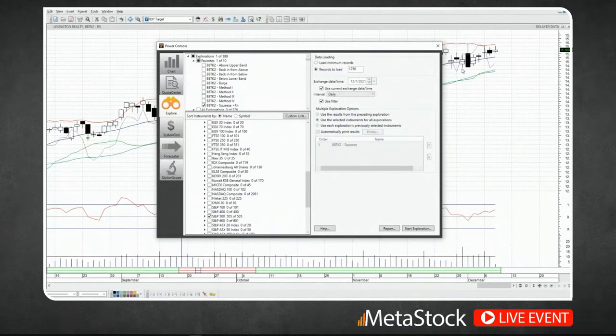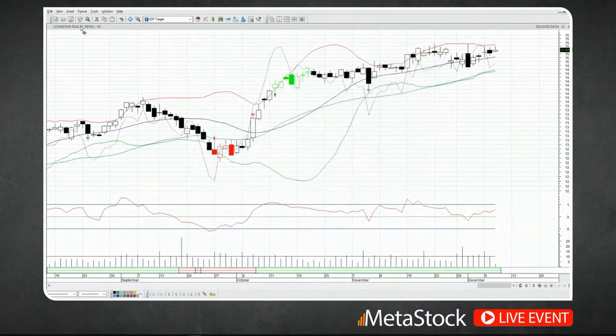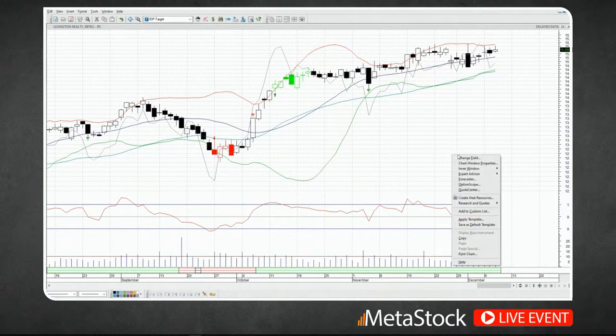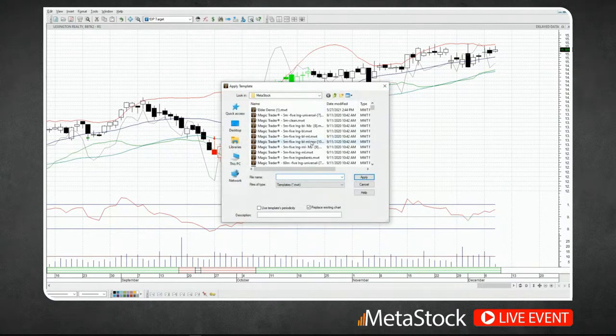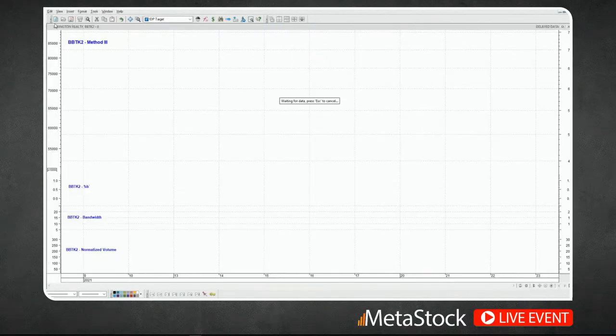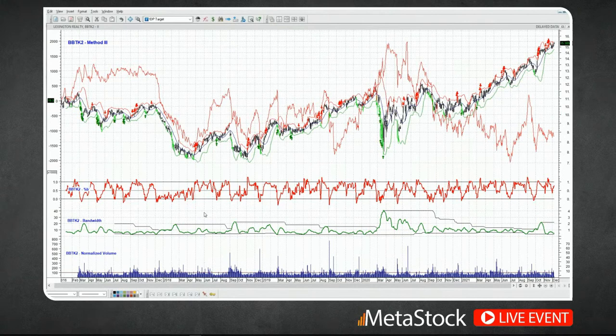So right now, I just happen to have Lexington Realty up on a chart. What I'm going to do is apply method three. All I had to do here is right click on the chart, go to apply template, go to BTK, and look for method three. What that's going to do is apply all of the indicators that go into method three. We'll be able to see all of the buy and sell signals that are fed into that.